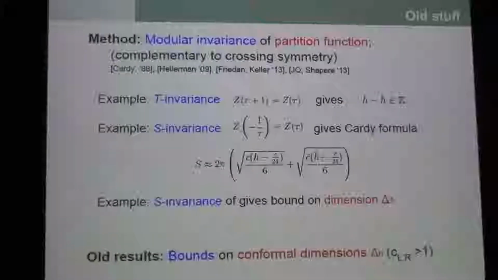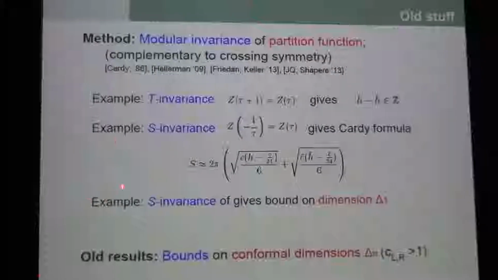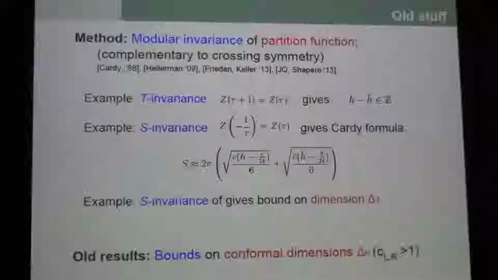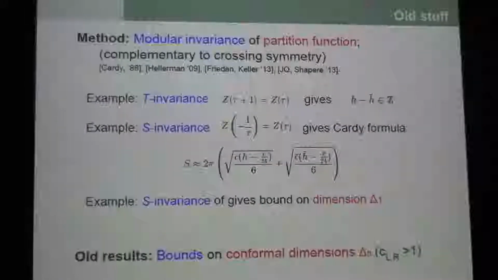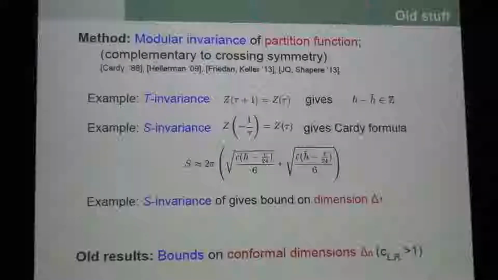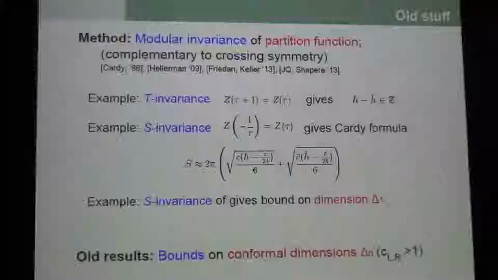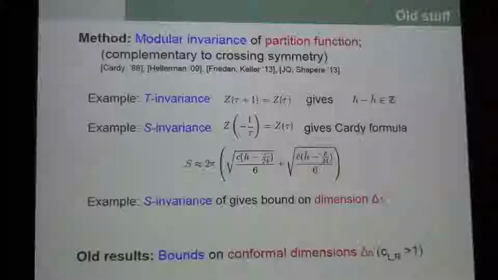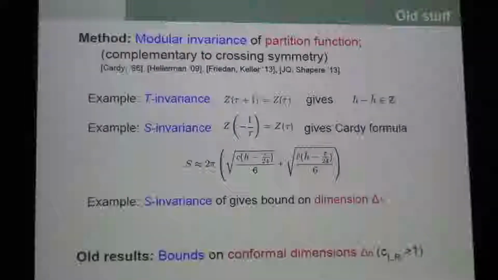There's some obvious simple consequences of modular invariance. For example, T invariance gives you this condition on the conformal weights. S invariance is what led Cardy to write down this famous Cardy formula. More recently, Hellerman, who laid the groundwork for a lot of the things that we've been doing, used S invariance of the partition function to give a bound on the conformal dimension delta 1. It's the smallest conformal dimension, non-identity.